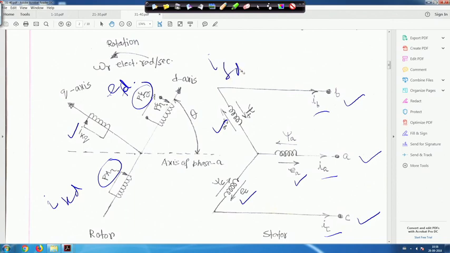This is IFD, and this is the rotation of the rotor, omega r electrical radian per second, right? And this is the axis of phase A, and this is the D axis, and the D axis leads the axis of phase A by angle theta, right? Then the Q axis leads by 90 degree plus theta, because this is 90 degree. So 90 degree plus theta, right?